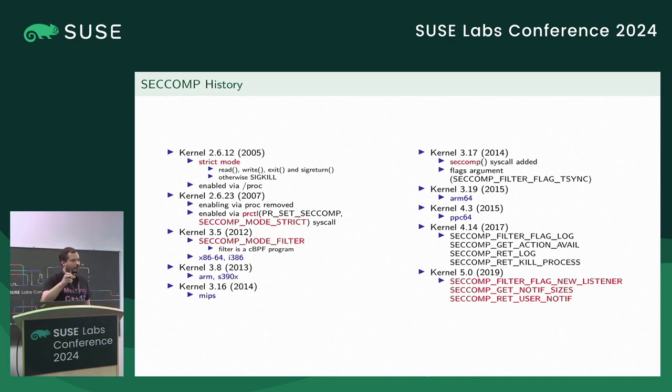So you basically decide which syscall, which arguments should be ban listed, and pass it to SECCOMP, and the kernel will take care of that. So strict mode, filter mode.